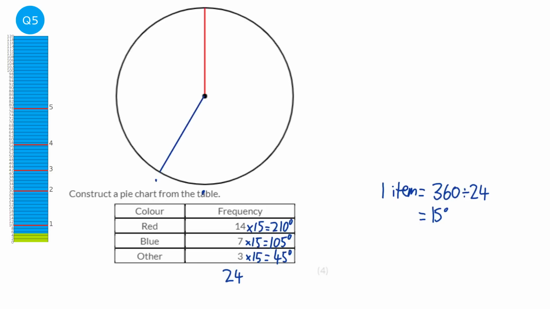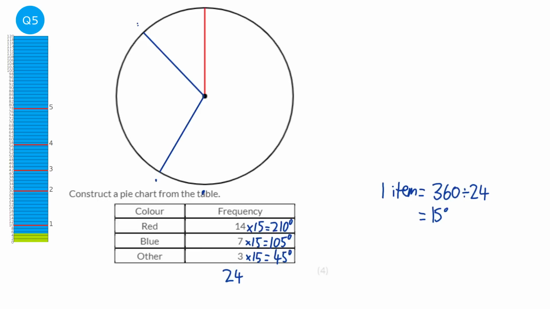Then to do 105, we're going to put our protractor in the middle, and we're going to look at 105, which will be up here, and then we're just going to join it up with a straight line. And then we're just going to check the last angle, and so if I put my protractor on it, it is 45 degrees. Perfect.